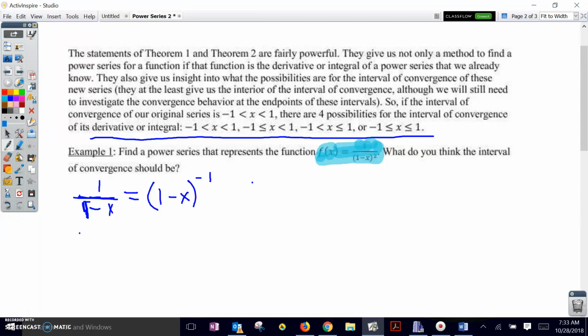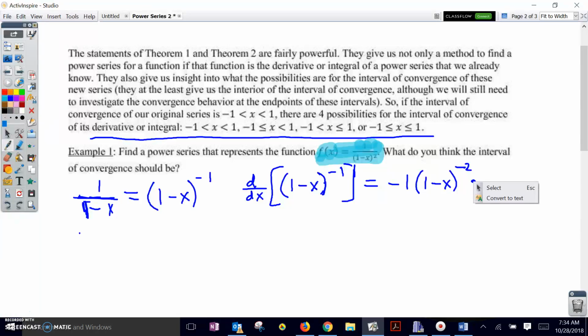So if I take the derivative of quantity 1 minus x to the negative 1, that's equal to negative 1 times 1 minus x to the negative 2, times the derivative of the inside, which is times negative 1. And so this is equal to the quantity 1 minus x to the negative 2, which is the function that we're trying to find a series for.